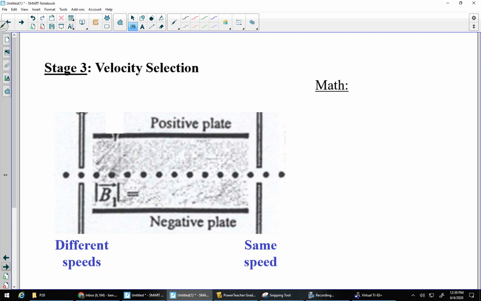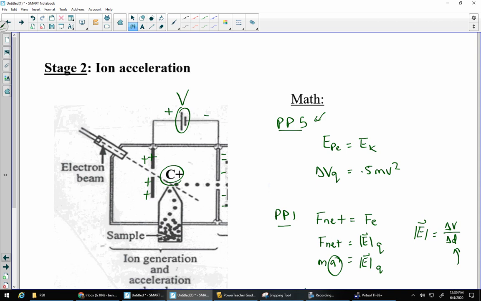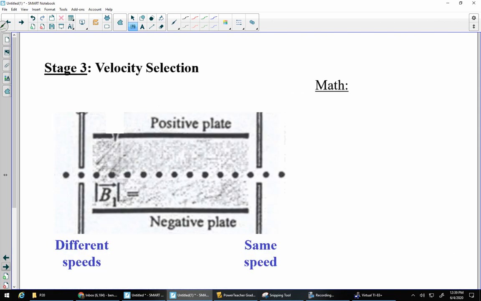The third step is velocity selection. So we want all of these atoms to be going the same speed through. Once they're accelerated, they're going to start at different places. They're going to have different charges. They're going to be going all kinds of crazy different things. We want them to be going all exactly the same speed by the time they get into that secondary magnetic field. So different speeds to start, we want them to be the same speed to end up with. So what we do with this is we essentially use balanced forces.